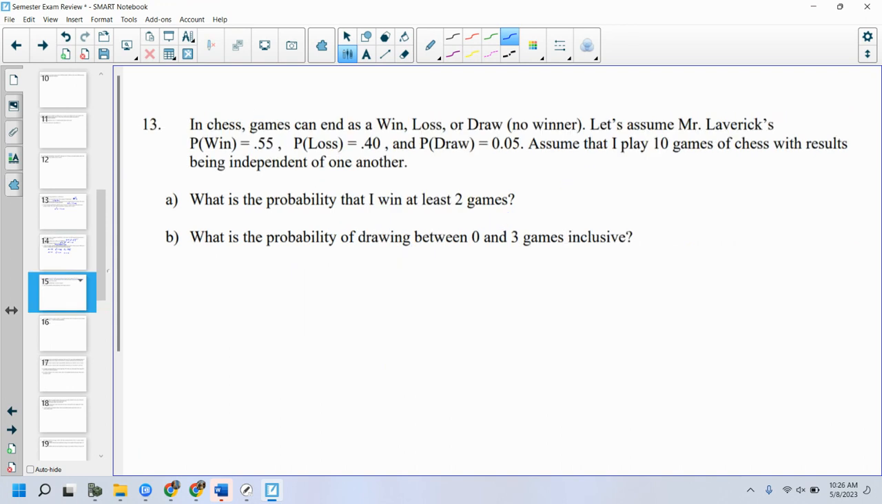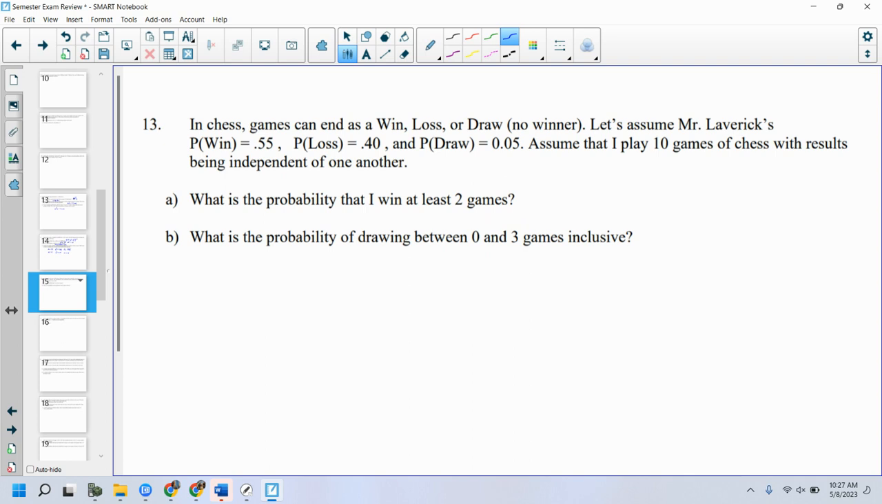Number 13. In chess, games can end in a win, loss, or draw. Let's assume Mr. Laverick's probability of win is 0.55, probability of loss 0.4, probability of draw 0.05. Assume that I play 10 games, results being independent of one another. What's the probability that I win at least 2 games? Win at least 2 games.